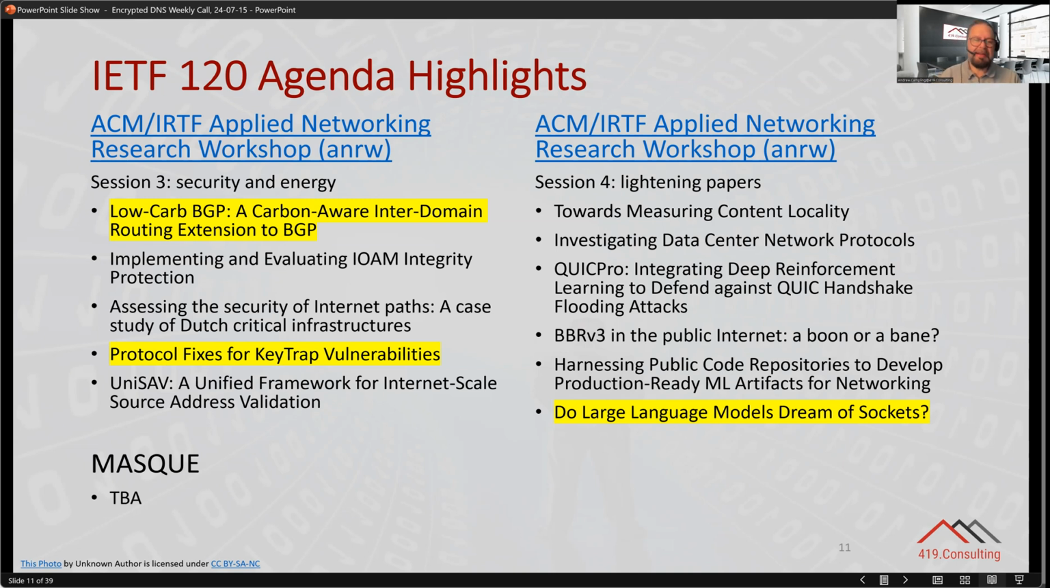And also there's a paper looking at protocol fixes for the KeyTrap vulnerabilities, which came to light earlier this year. MASK doesn't have an agenda yet, or it didn't a couple of hours ago when I looked, so I can't really comment on that. So again, based on the information so far, you'll find me in that ANRW session, and also session 4 on lightning papers. Certainly the bottom one there, "Large Language Models Dream of Sockets."